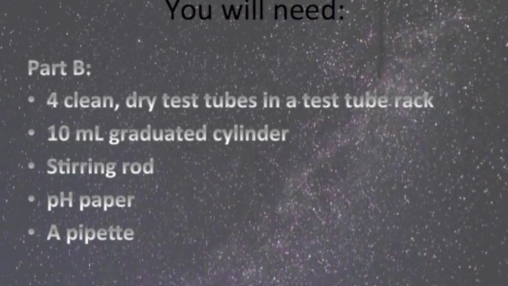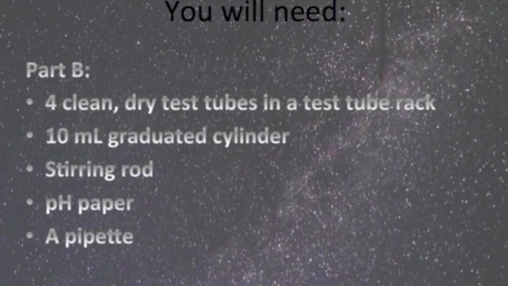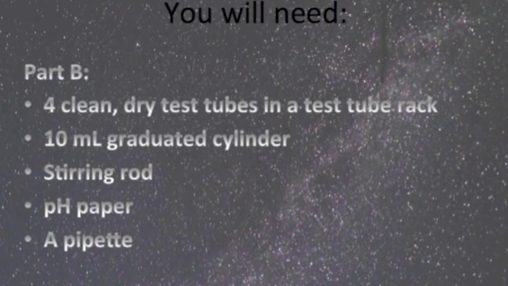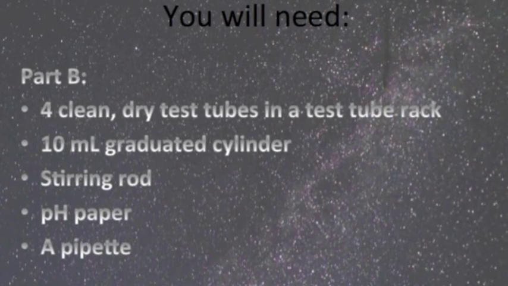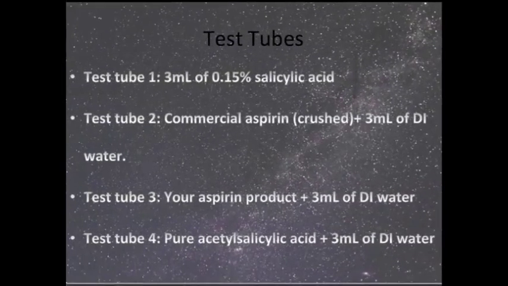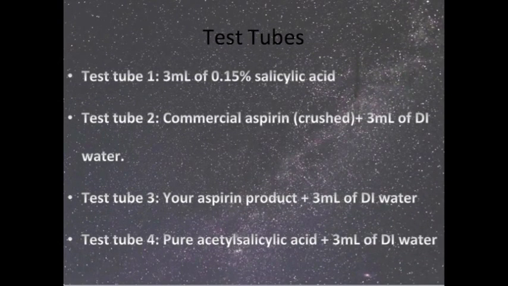For Part B, you will need 4 clean dry test tubes in a test tube rack, a 10 ml graduated cylinder, a stirring rod, pH paper, and a pipette. Test tube 1 will contain 3 ml of 0.15% salicylic acid. Test tube 2 will contain commercial aspirin. Half an aspirin is enough for this. Test tube 3 will contain your aspirin product, and test tube 4 will contain pure acetylsalicylic acid. For test tubes 2 through 4, we will add 3 ml of DI water.